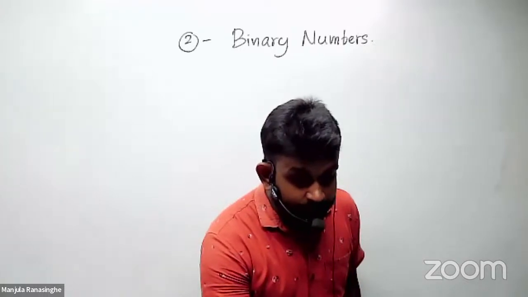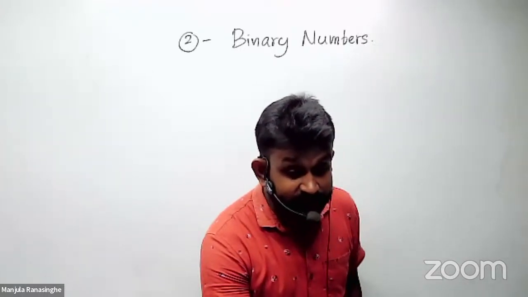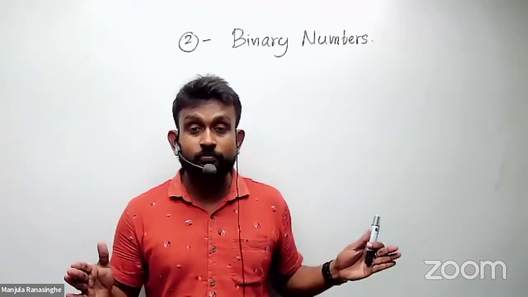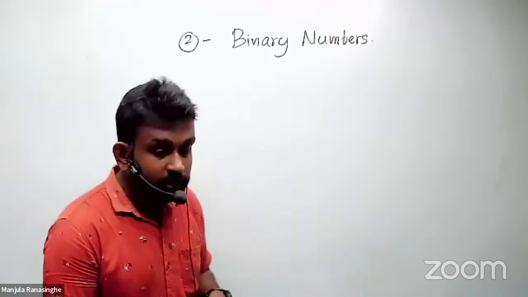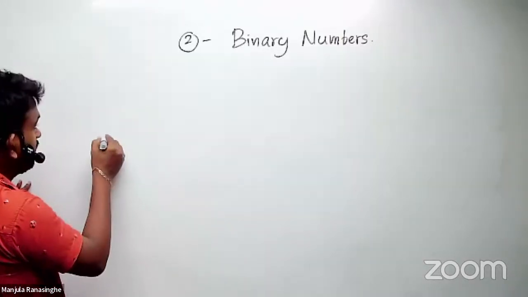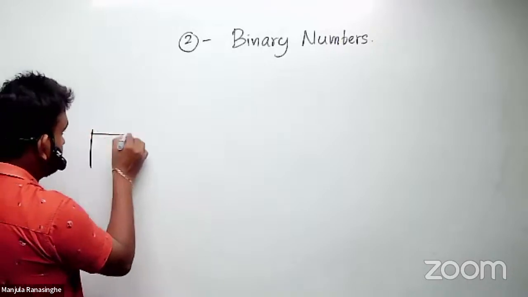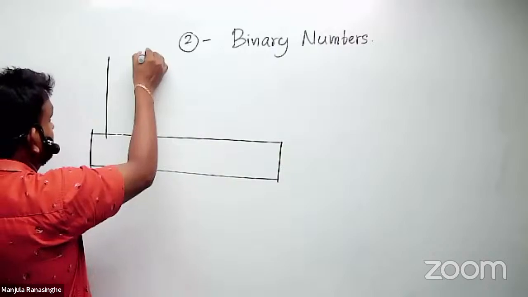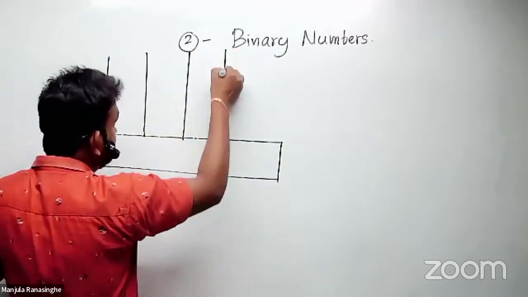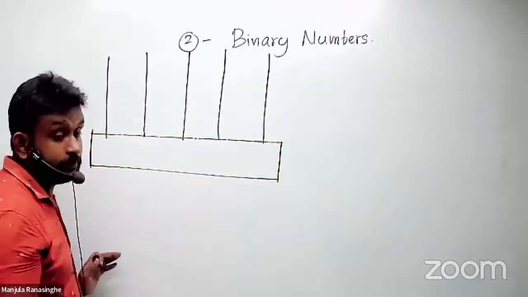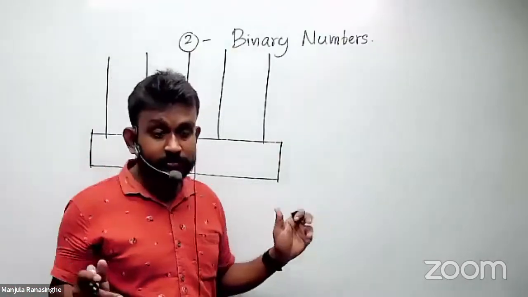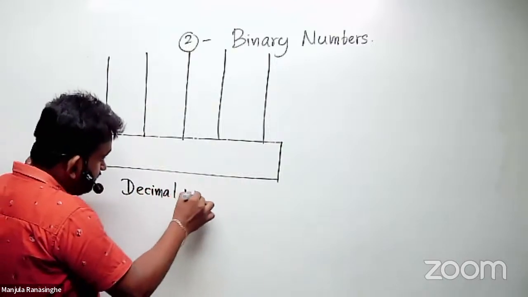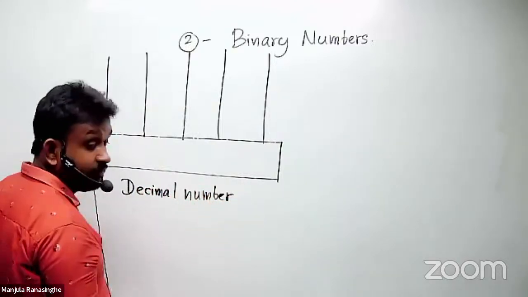So normally the number system we are discussing is decimal numbers, right? Decimal numbers, the number system that we are discussing now. So if I draw an abacus, this is the abacus, these are the axes. The decimal numbers are based on the power of 10. That is why we call them decimal numbers.